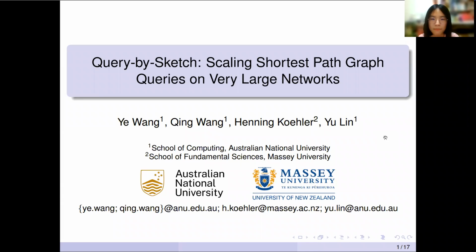I'm Yan, an MPhil candidate at Australian National University. The title of our research paper is Query by Sketch: Scaling Shortest Path Graph Queries on Very Large Networks.